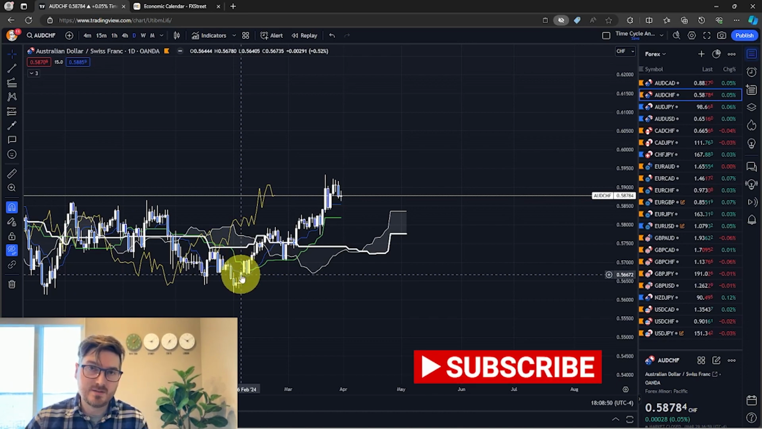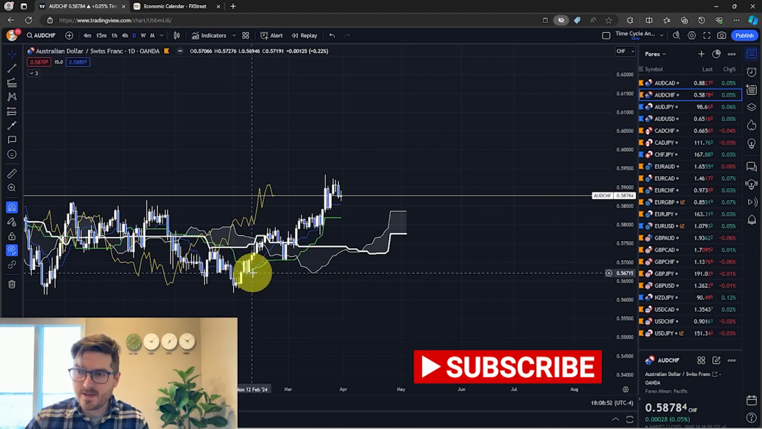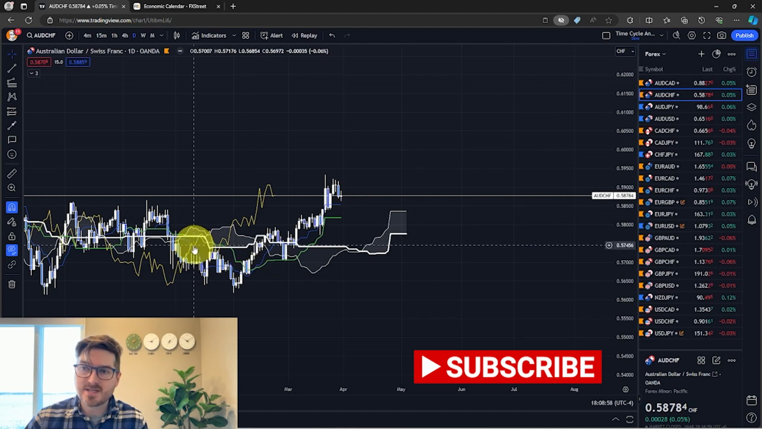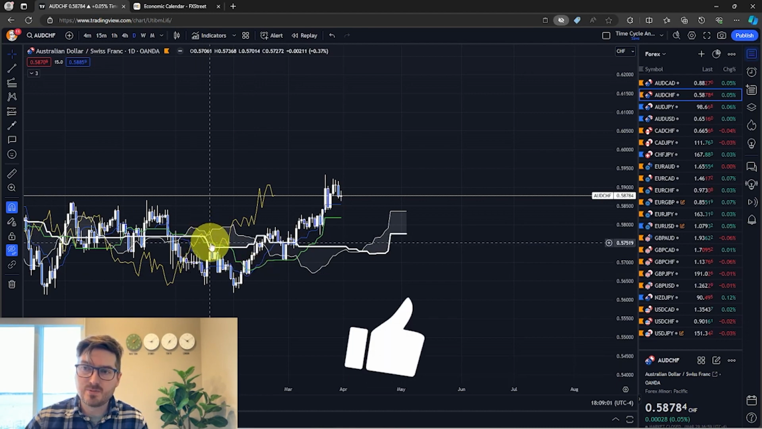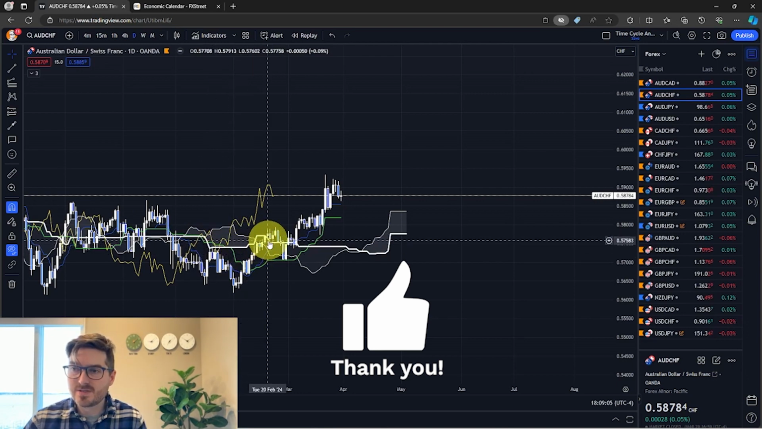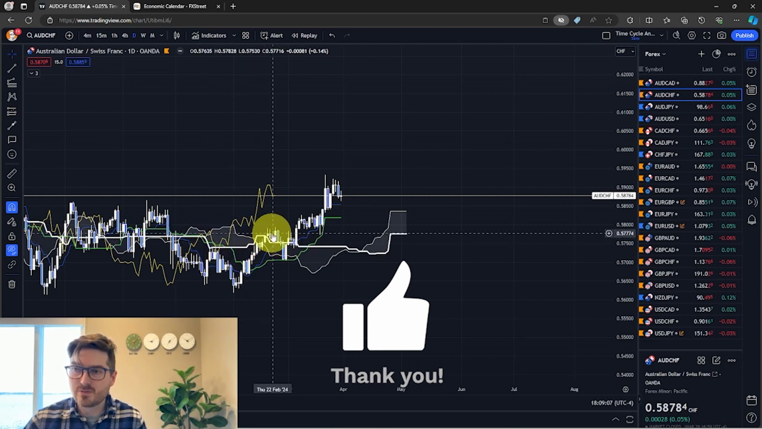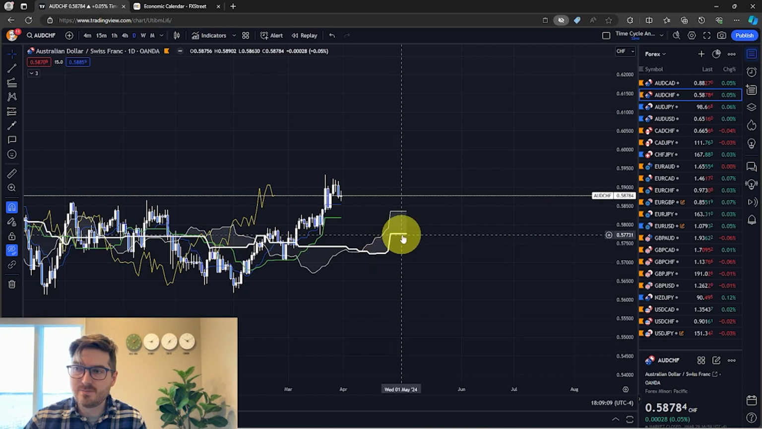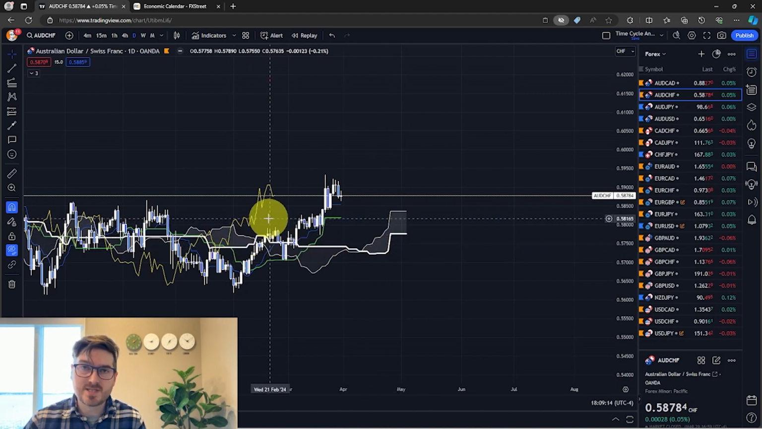But basically, you want to remember this order. This gold cross is when the Tenkan-sen crosses over the Kijun-sen. That's the first sign. The second sign is when the Chikou span, which is the yellow line, comes above the candlesticks. And then the third sign is when price breaks through the Kumo cloud and Senkou Span B, which is this really thick white line. So those are the three signals.